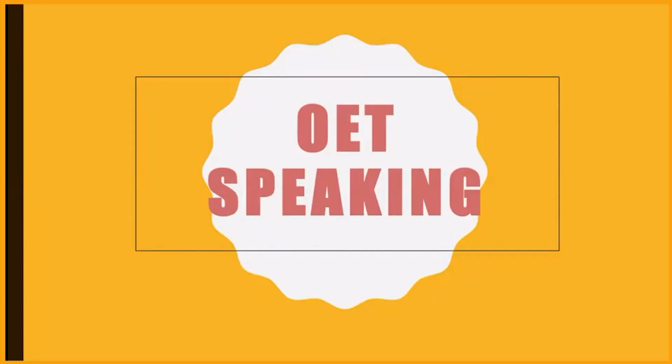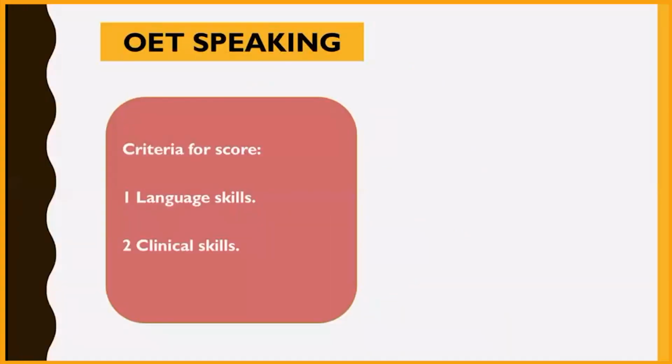OET speaking. In OET speaking, you are marked on your language skills and also on your clinical skills. Language skills is how good you are in your speaking fluency and how you can use the right grammar. It should not be too fast. It should not be too slow, but you should keep a medium pace. Clinical skill is how effective you are as a listener and how effectively you can answer the patient's questions and clearly give them the answers.